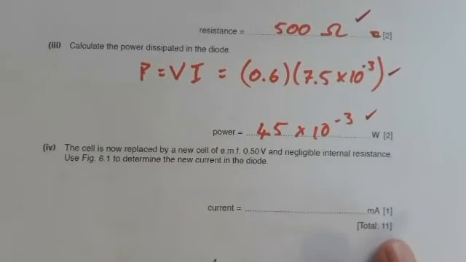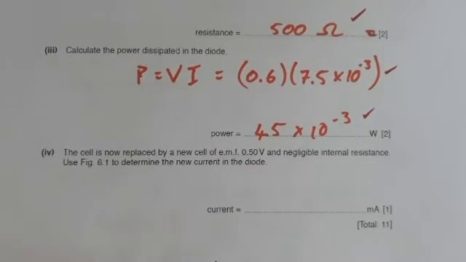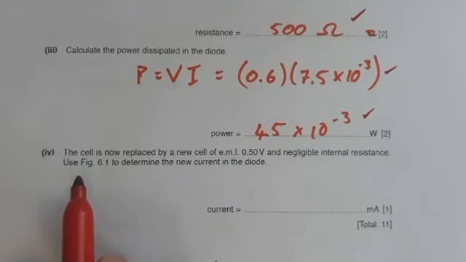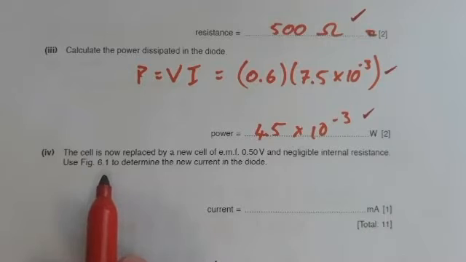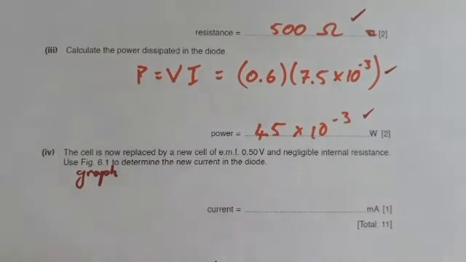IV. What a question. I was dumbstruck by it at first, but let's read through it. The cell is now replaced by a new cell, EMF 0.5, and negligible internal resistance. Use figure 6.1, use the graph to determine the new current in the diode.